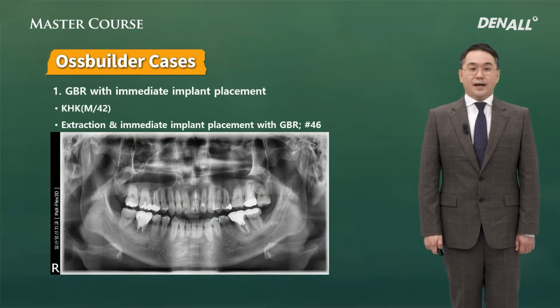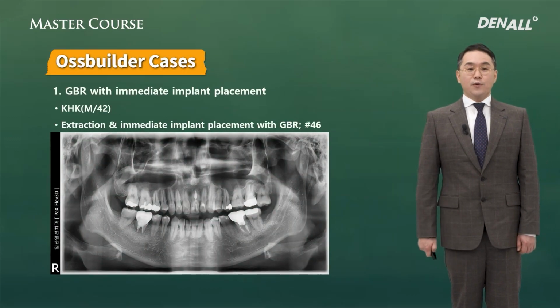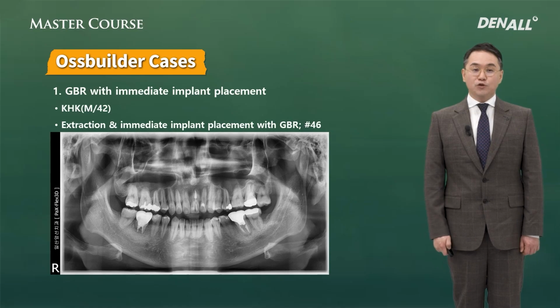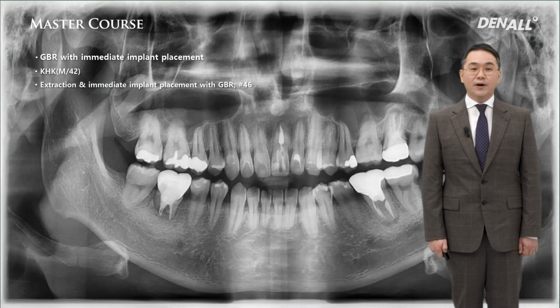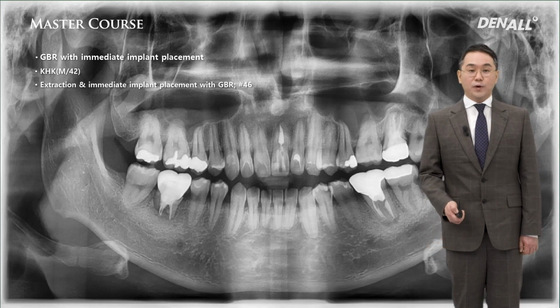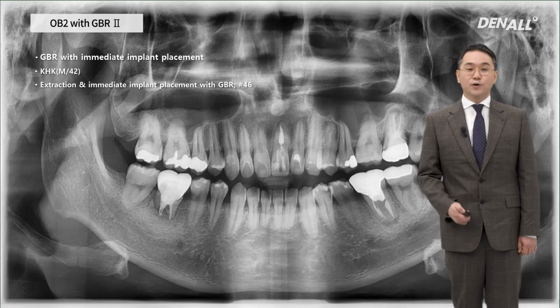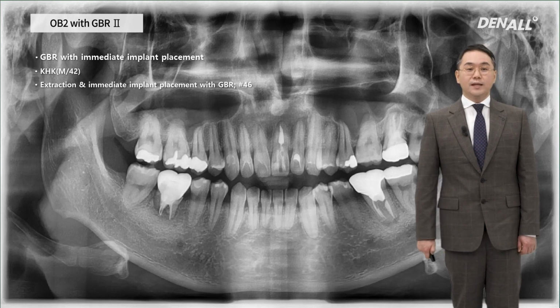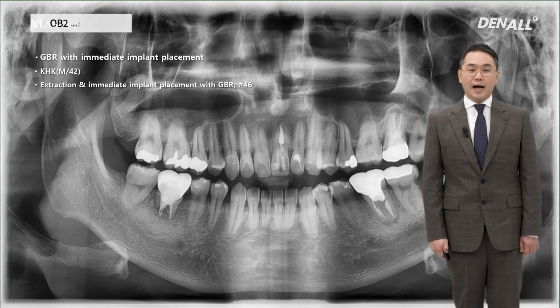This is a second case. This is a case where it was used in the posterior area. Some may wonder whether Ossbuilder can be used in the posterior area, and this is the case for you. 42-year-old male patient. This patient received extraction of number 46 and 48 in a different dental clinic, and transplantation was done in number 46. However, the prognosis was not very good.